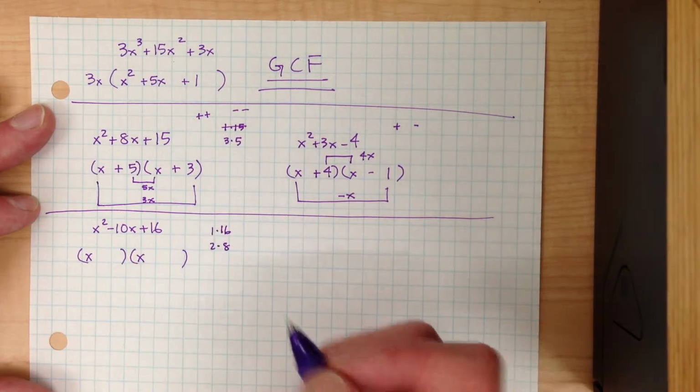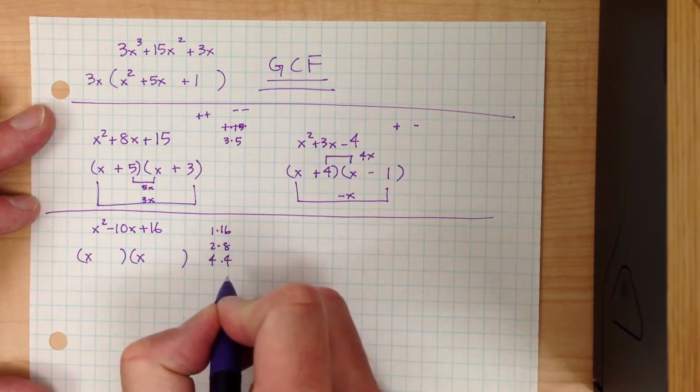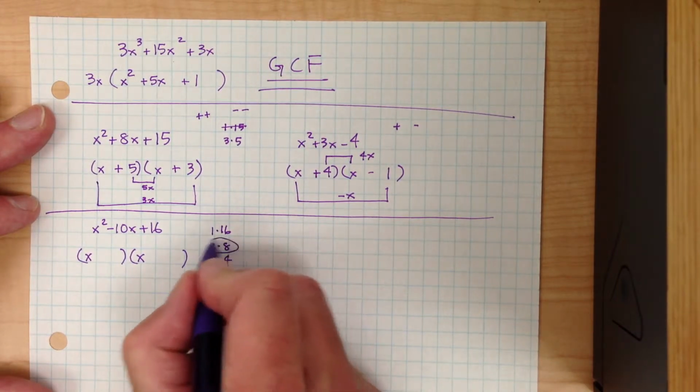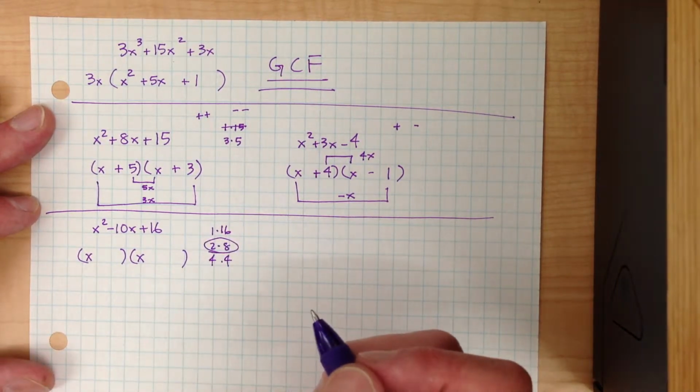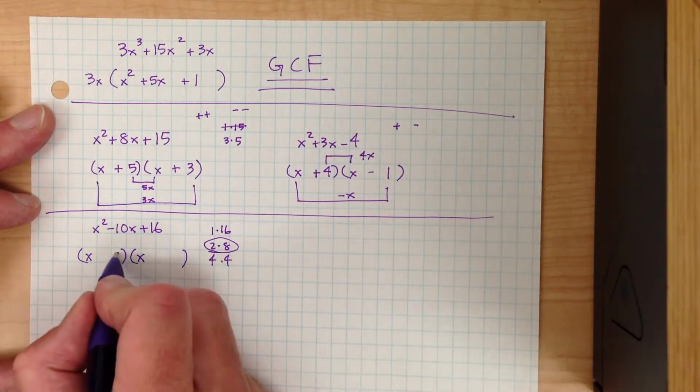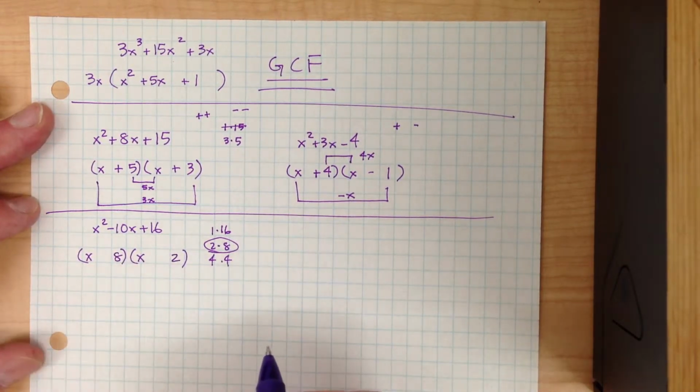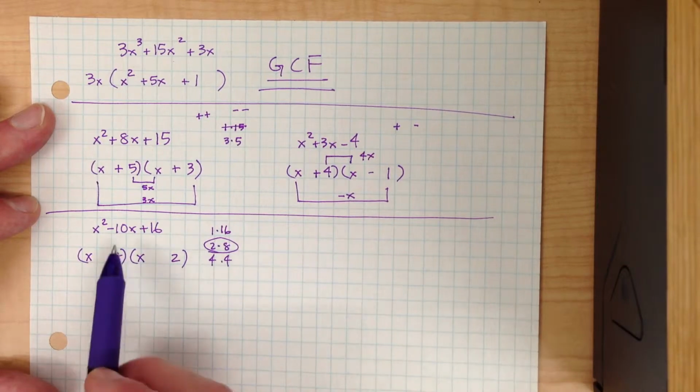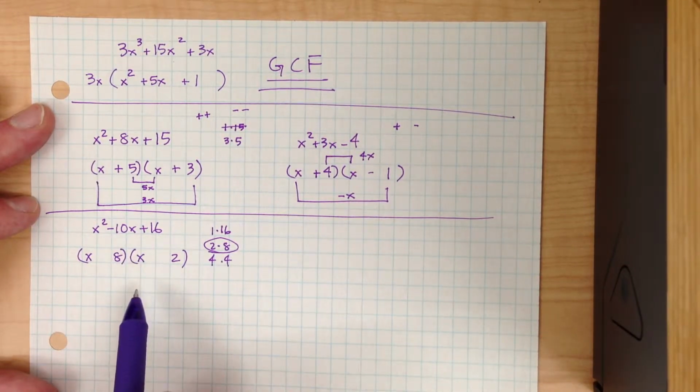3 times, no, 4 times 4. Okay, I'm seeing it right there. 2 and 8 will give me 10 when we combine them. So I get an 8, and I also get a 2. Now let's hope that my signs can work out so we can combine to get a negative 10 in the middle when we add, and a positive 16 on the back end.